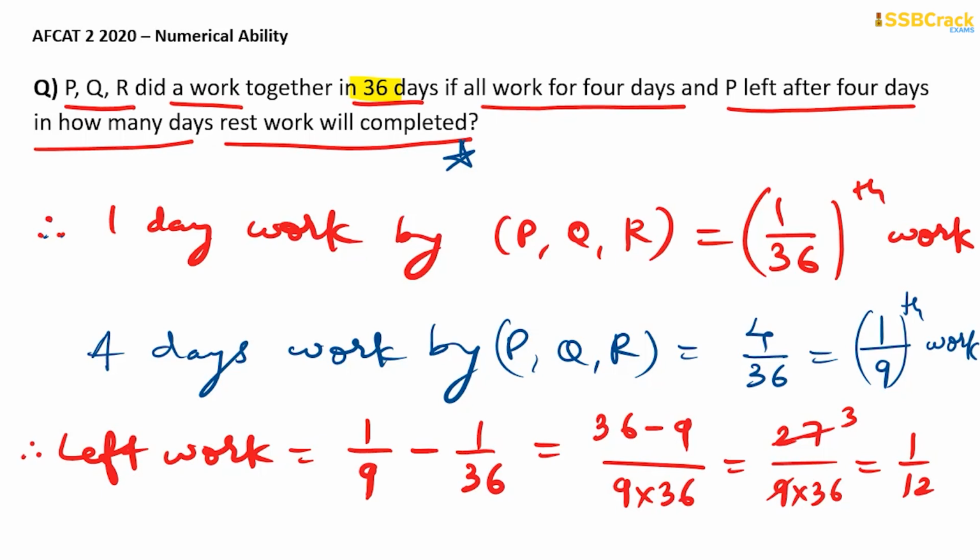So 1 by 12th part of the work is left, which means how many days are required? The required days have to be 12 days, isn't it? Because the leftover work we obtained is 1/12th part of the work. So hence the required days are 12 days to complete the rest of the work. Required days equals 12 days.